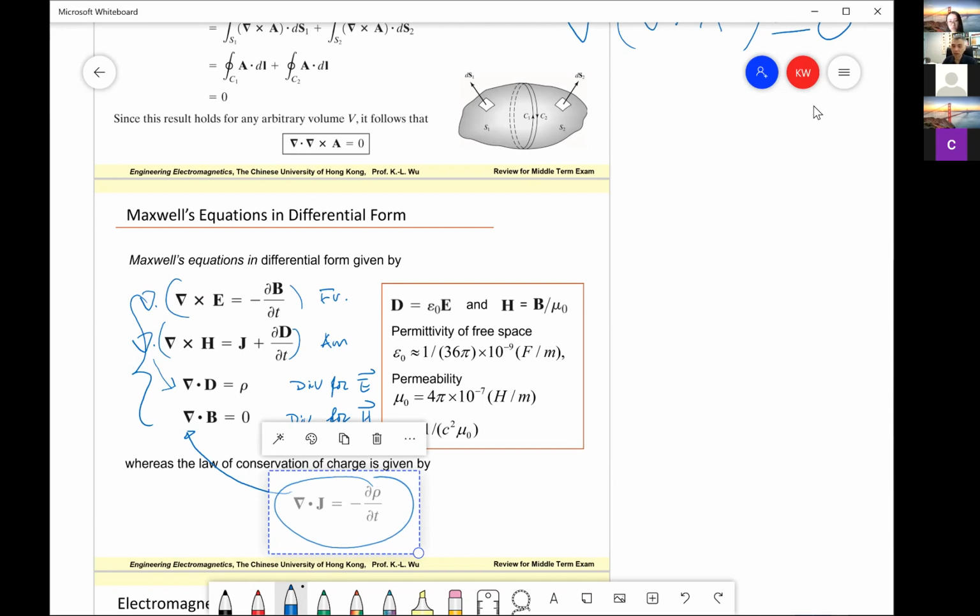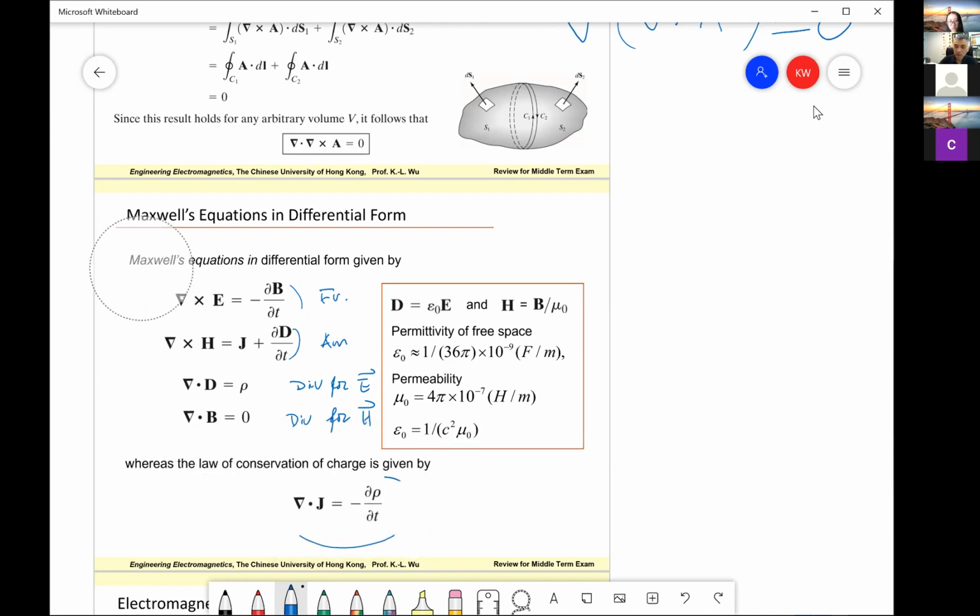So for those equations, only this and this are independent. The other 2 divergence equations can be derived from the 2 curl equations. That's why in the following discussion we only use the curl equations. We didn't use the divergence equations to find solutions for the plane wave.